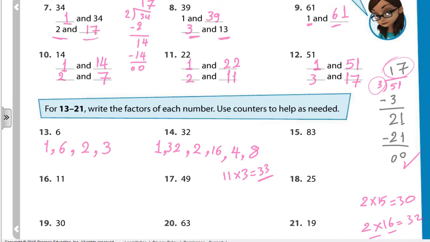7? In the times table of 7, 5 times 7 is 35, so we skip the 32. No, it can't be 7. Okay, 8? 8 is 8 multiplied by 4.